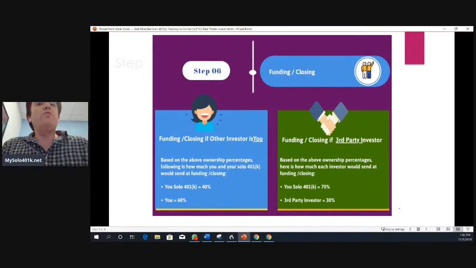Okay, step 6, funding and closing. So again, it's going to be just like the earnest deposit. If it's a 40-60 split, you and the 401k, then 40% of the money is going to come from the 401k at closing, 60% from you. If it's 70-30 with the 401k and the third party investor, 70% comes from the solo 401k and 30% comes from the third party investor. So you have to be very strict about ensuring that the transactions are in proportion to those ownership percentages.